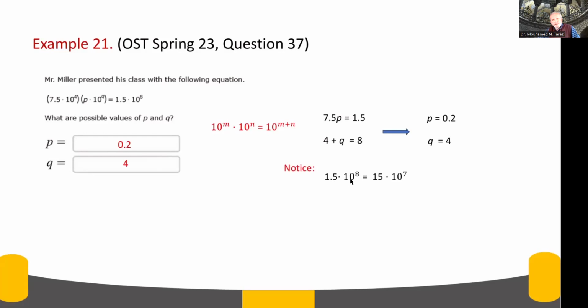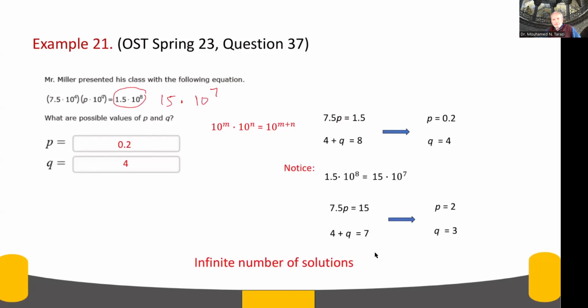If I take 1.5 times 10 to the power 8, which is the right-hand side, I can multiply this by 10, divide this by 10. So it'll be 15 times 10 to the power 7. If I replace this by 15 times 10 to the power 7, now I use the same technique I used up here. So 7.5 P is equal to 15 now, and 4 plus Q now is equal to 7. You get P is 2 and Q is 3. So actually there's an infinite number of solutions.